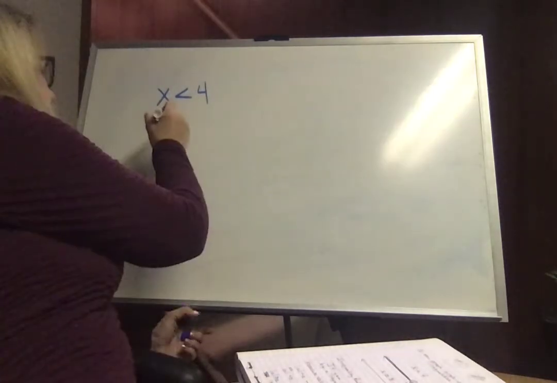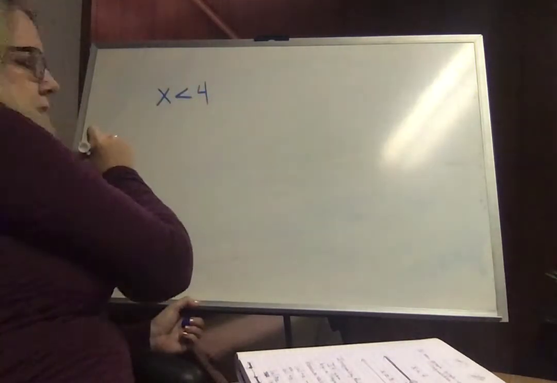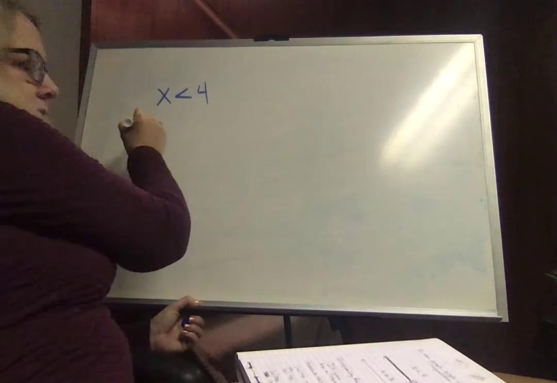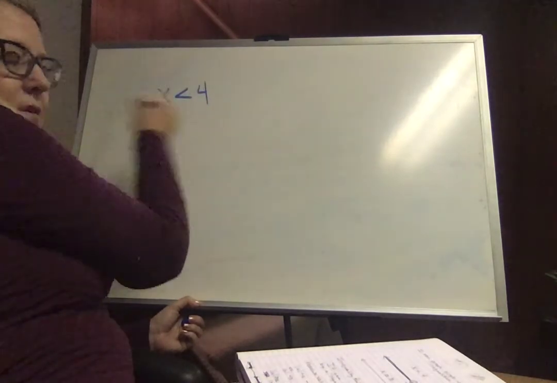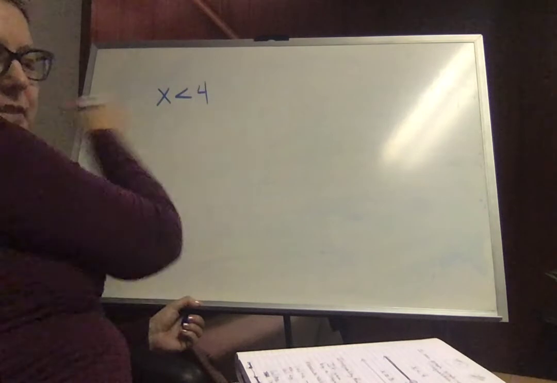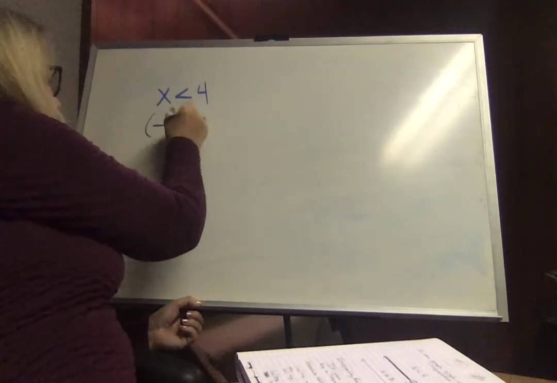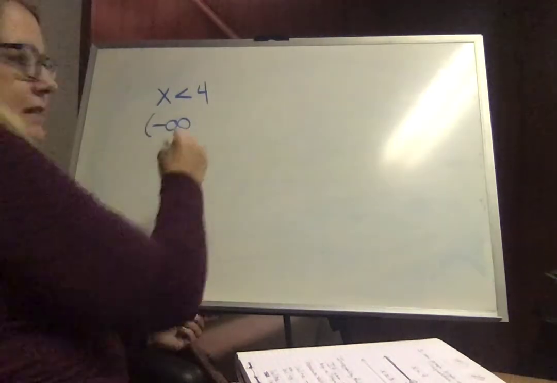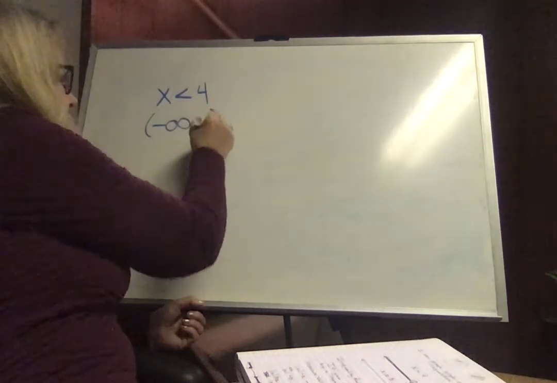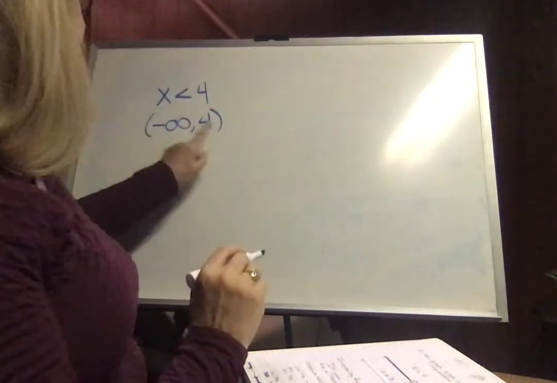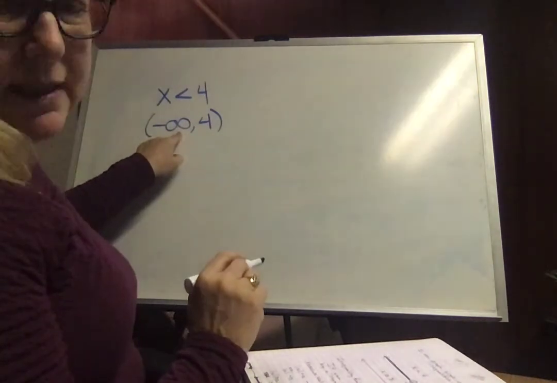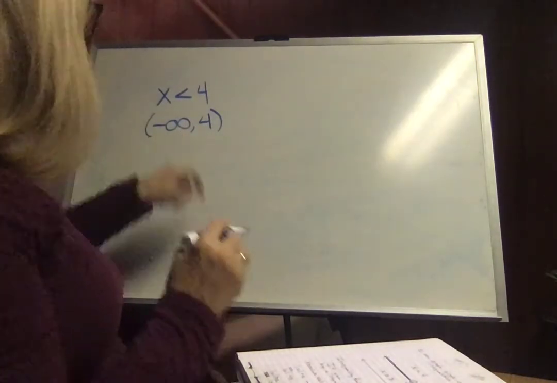Another way to think of it is this is everything that's less than 4: 3, 2, 1, etc., to the left of 4. In other words, anything from negative infinity to 4. That's another way to write the same thing. And this is called unbounded because it has that negative infinity.